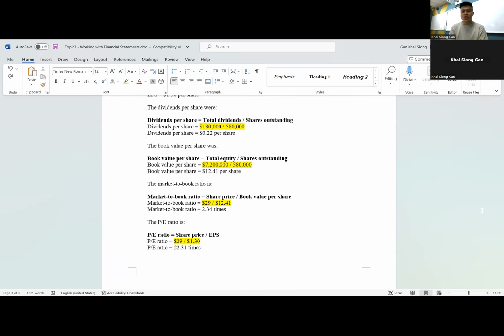So you can see this PE ratio, 22.31 times, means what? Means the investors are willing to pay 22 times higher for $1 of earnings from each share. So that means if the PE ratio is high, investors are actually expecting higher earnings growth in the future. They are willing to pay up to 22 times higher for the $1 of earnings per share. Make sure you know how to interpret the PE ratio because it is needed for your assignments.